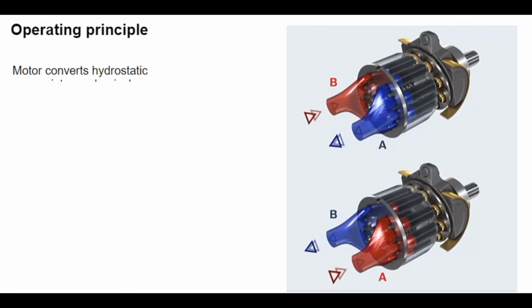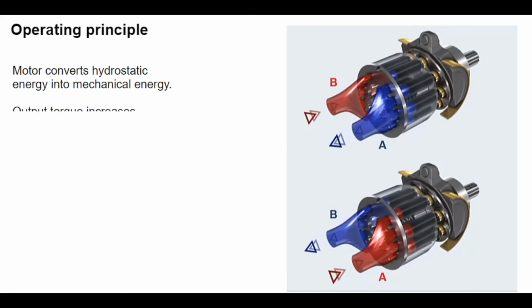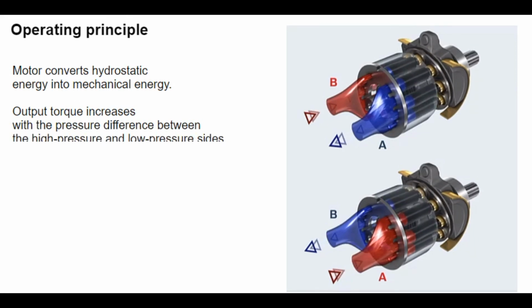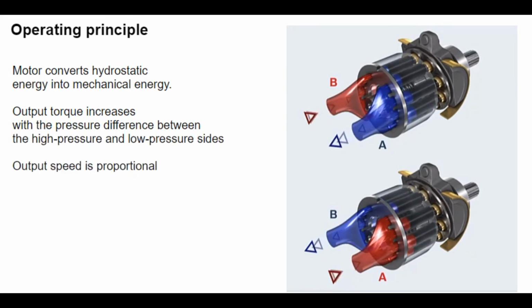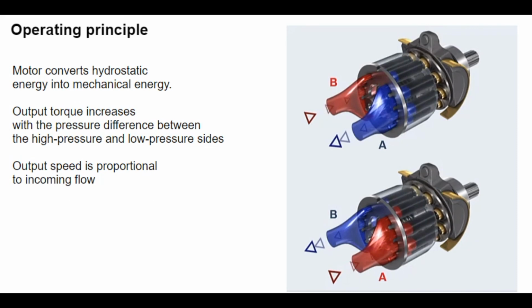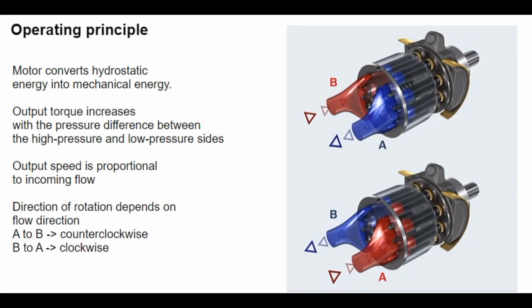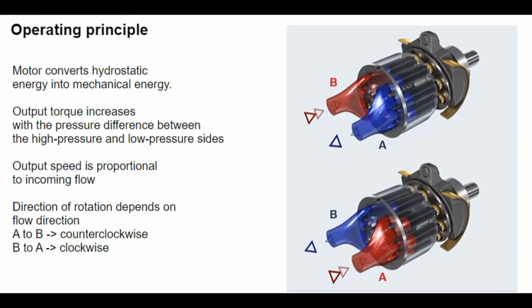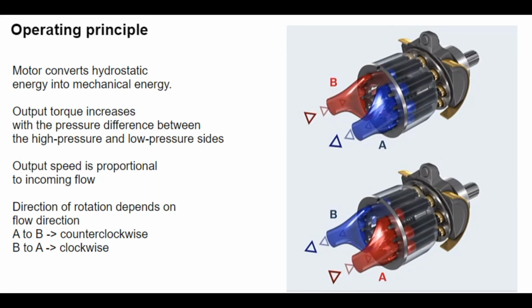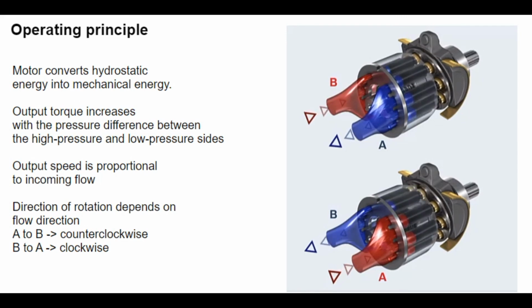The cylinder bores are supplied with hydraulic fluid through the port plate and control as well as distributor plate. The pistons in the cylinder bores extend. Pressure on the piston causes it to press down onto the cradle and catch the cylinder. The cylinder rotates with the drive shaft, producing output torque. Output torque increases with the pressure difference between the high pressure and low pressure side. The output speed is proportional to the inward flow and inversely proportional to the displacement of the hydraulic motor.